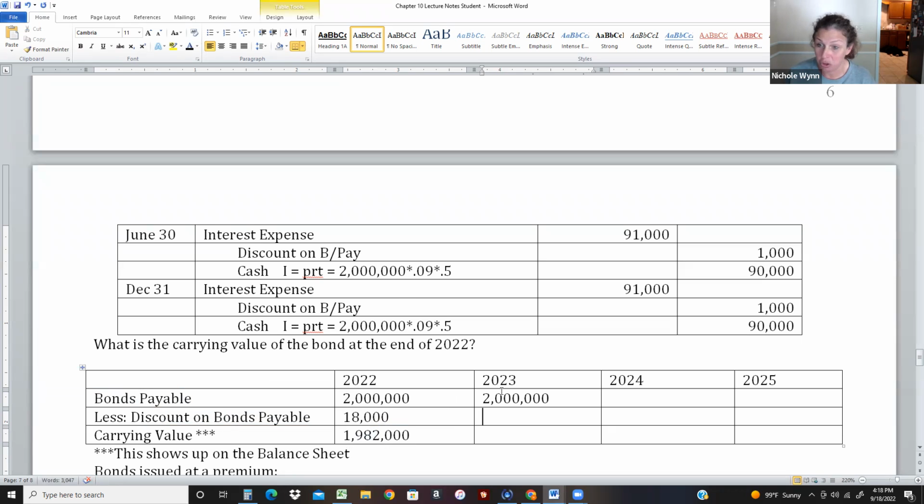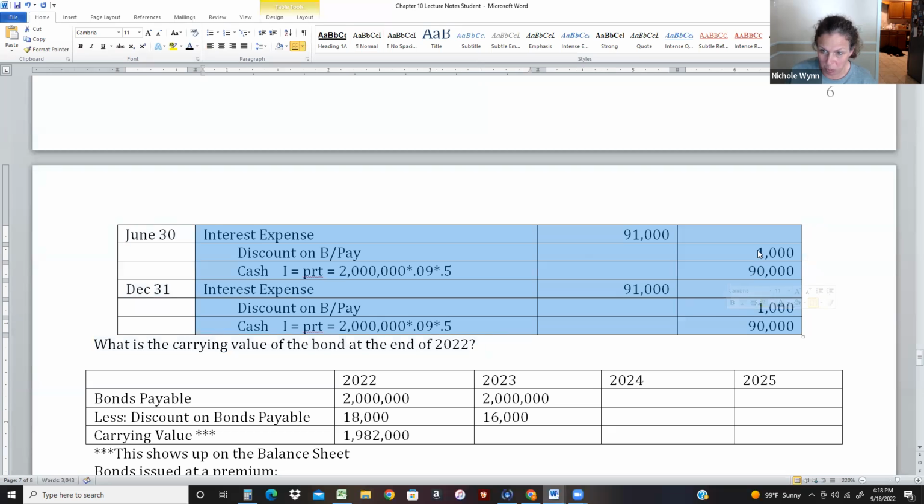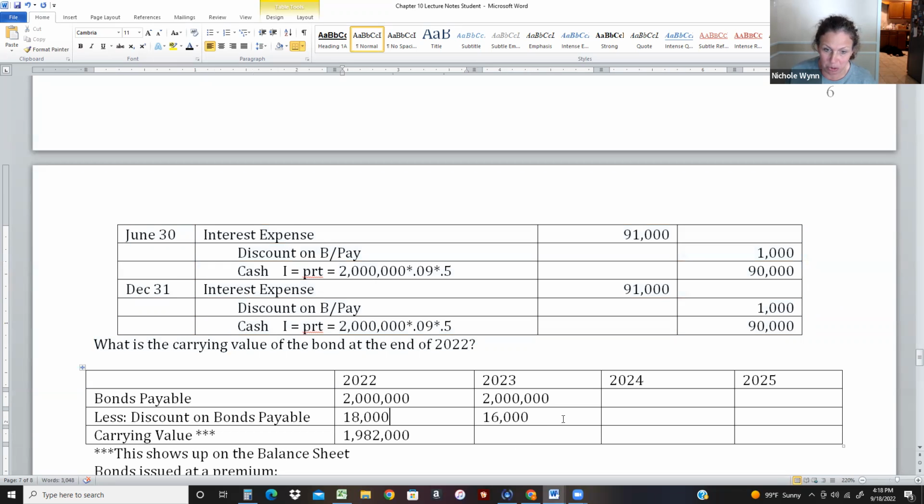you'd whittle away 2 more, because you would do this exact same entry 2 more times. So then your balance in discount goes from 18 to 16, and your carrying value is now 1,984,000. The next year, and I don't have to do this many years, I'm just trying to show you the idea. 14, 1,986,000. The next year we keep going and we take 2 million minus 12, so 1,988,000. And we would just keep doing that every year until the 10 years have passed and all of the discount is whittled away.